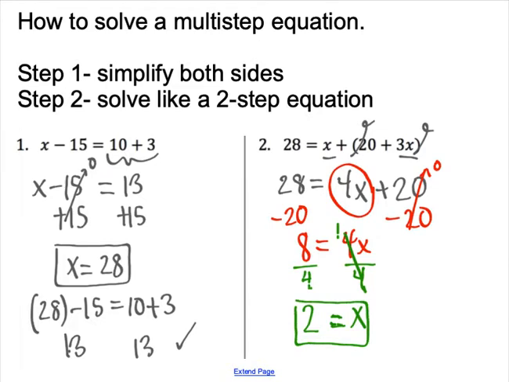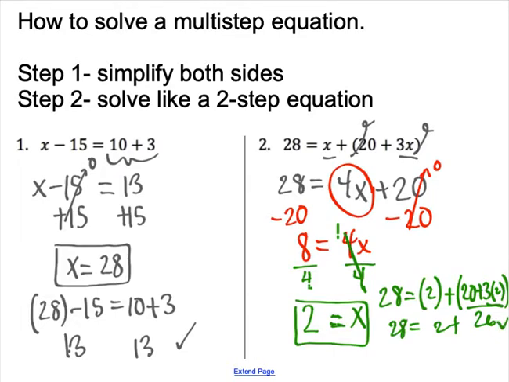And then checking our solution, copying down the original problem, but plugging in 2 for x. Okay, so 28 on this side. Over here, 3 times 2 is 6. 20 plus 6 is 26. 26 plus 2 is 28. Everything works out here, so it does check out.